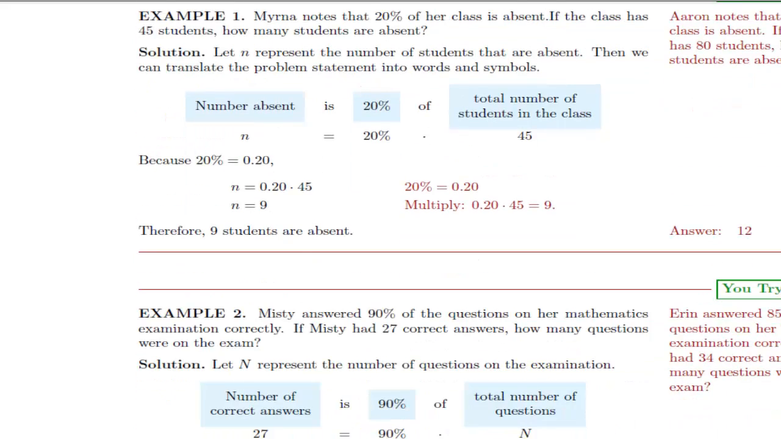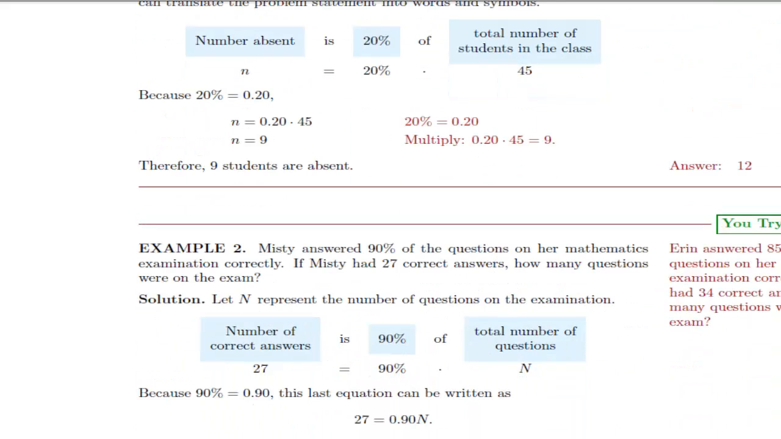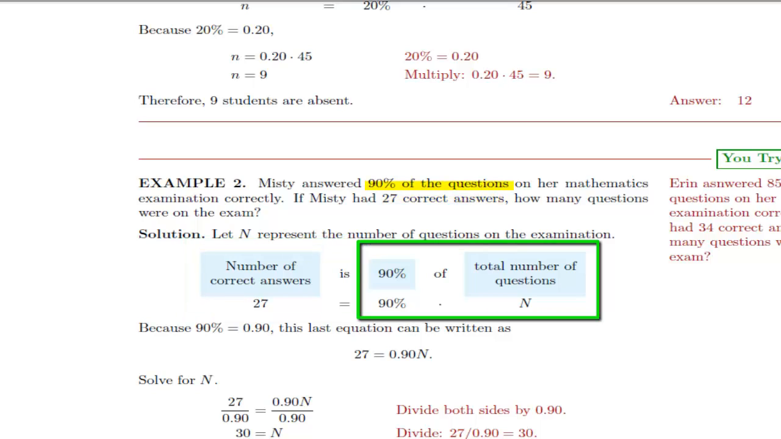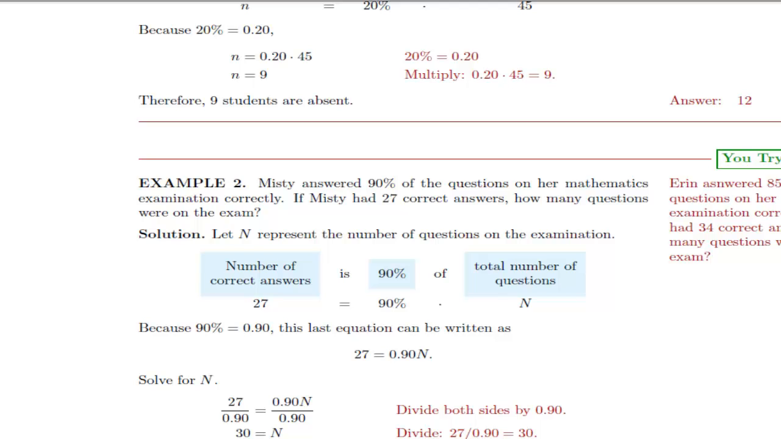Example 2. Misty answered 90% of the questions on her mathematics examination correctly. If Misty had 27 correct answers, how many questions were on the exam? Solution. Let n represent the number of questions on the examination. The number of correct answers, or 27, is equal to 90% of or multiplied by the total number of questions, which is n. Because 90% equals 0.90, this last equation can be written as 27 equals 0.90 times n.